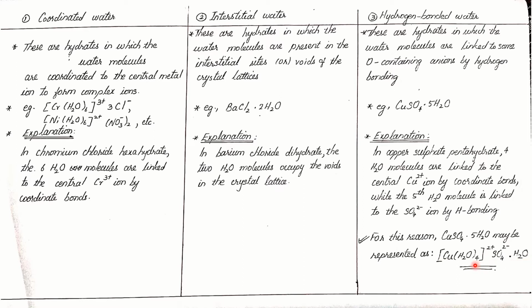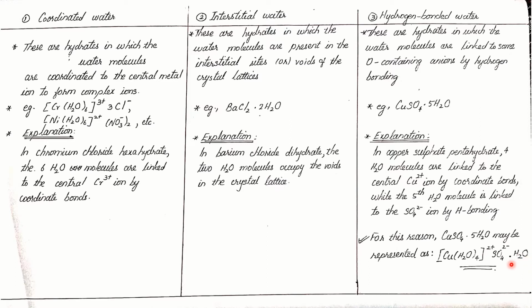Okay, here the 4 water molecules which are linked to the central copper 2 plus ion are enclosed inside the coordination sphere. Okay, this is called the coordination sphere, the square brackets. So, this means the 4 water molecules of copper sulfate pentahydrate are linked to the central copper 2 plus ion by means of coordinate bonds, while the 5th water molecule is linked to the sulfate anion of copper sulfate by means of hydrogen bonding. Okay, that is why we have placed this one out of the coordination sphere.